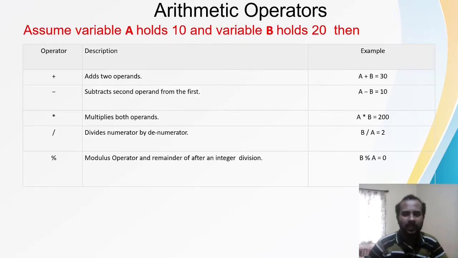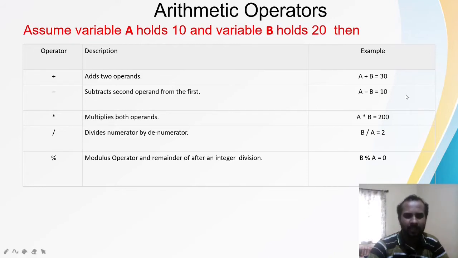Arithmetic operators are mainly used to perform mathematical calculations like addition, subtraction, modulus, division and multiplication. So we have mainly 5 operators. I have listed them here: plus, minus, multiplication, division and modulus. Let us consider an example where A is holding 10 and B is holding 20. If A plus B is done, I will get the answer 30.